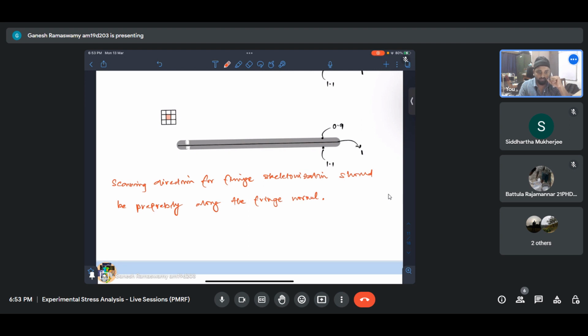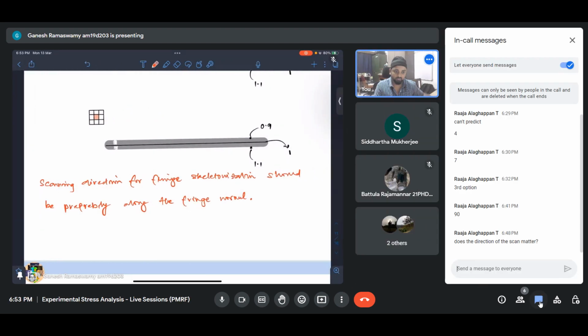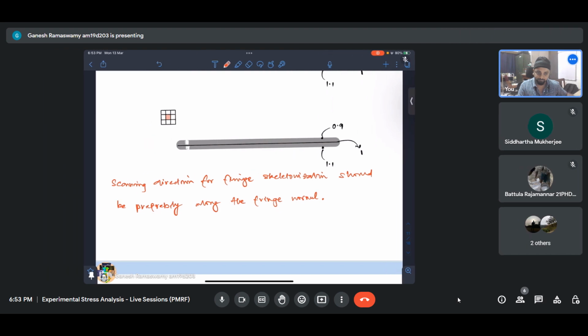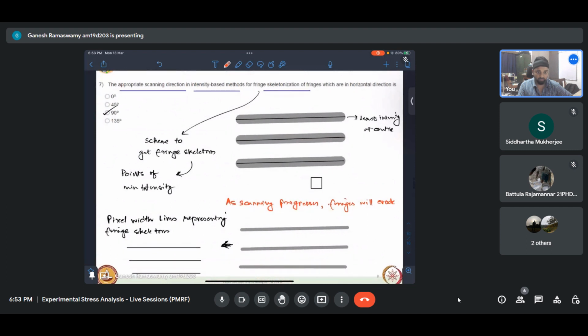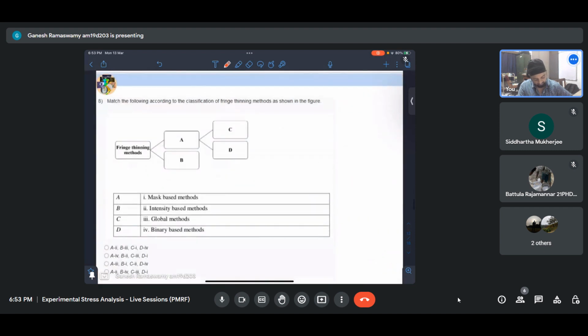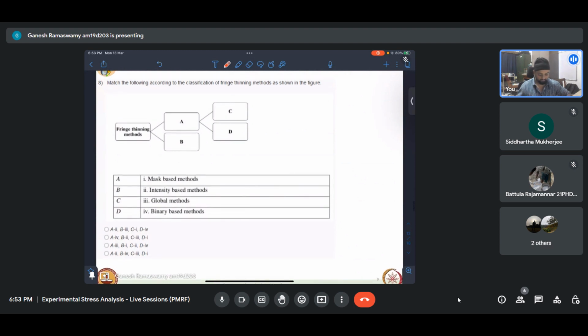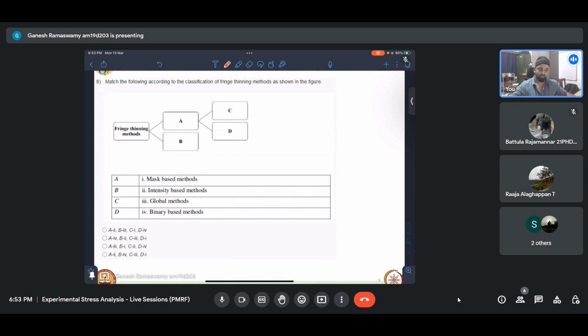So have I answered your question, sir? If there are any follow-up questions, please ask. Is it clear why the scanning direction matters? I hope that it is clear. Okay, so I take it that it is clear. So let us look at the next question. You can just give it a reading. Do you have any follow-up questions there, Mr. Aragappan? Yeah.